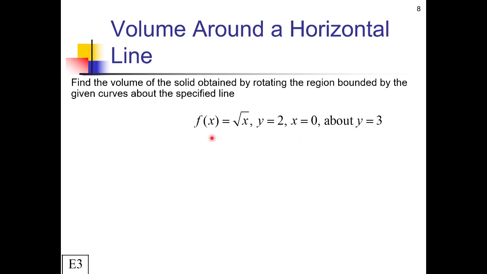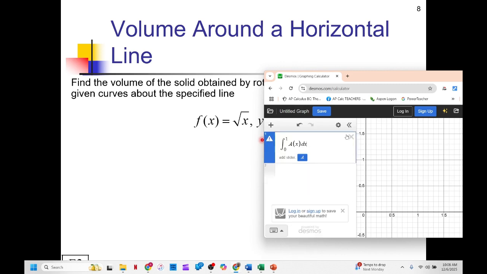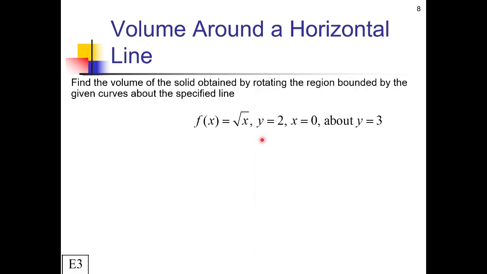So let's go ahead and put this in Desmos and see what it looks like. So back on Desmos, let me clear out all that stuff from that last problem. We have f of x equals square root of x. And what else do I have? We have y equals 2, x equals 0, and we're going around y equals 3.